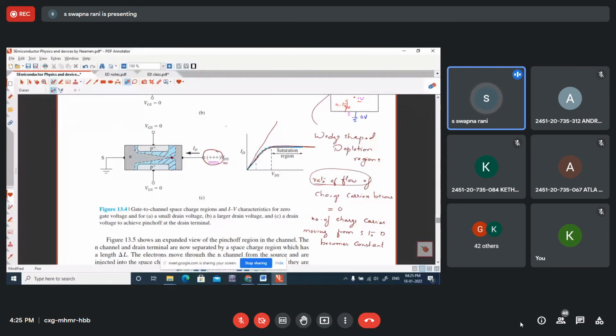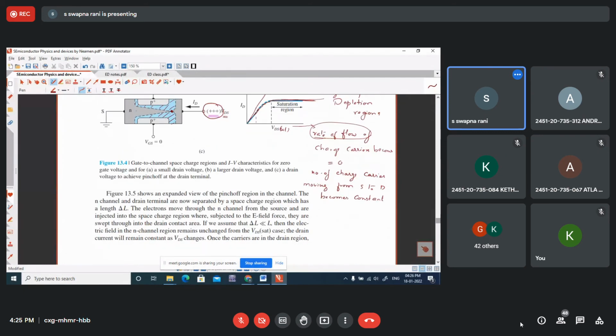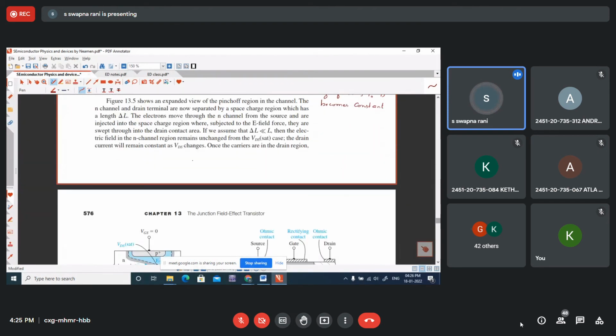So this is called VDS sat. Then, even if you further increase the voltage, independent of VDS, it maintains that constant value. So how will charge carriers cross from source to drain if the channel is closed? You may get a doubt. So there is an explanation given here.